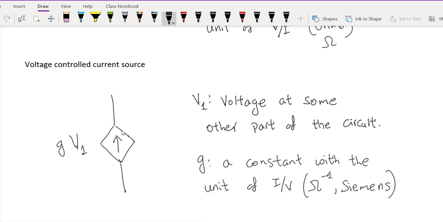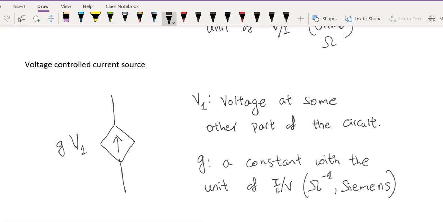Here is a symbol for a voltage controlled current source. Now again, there is an arrow inside the diamond, that means this is a current source. There is a diamond shape, that means it's a dependent current source. And its value is being determined by voltage at some other point on the circuit. So that is why this is a voltage controlled current source.